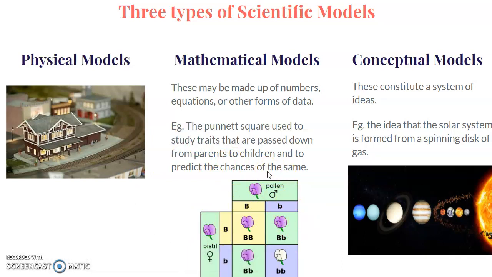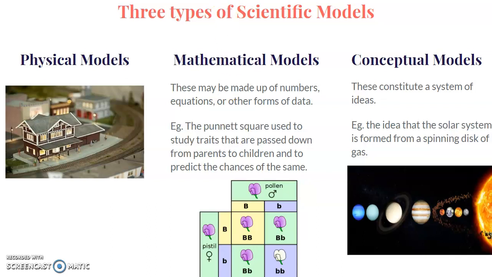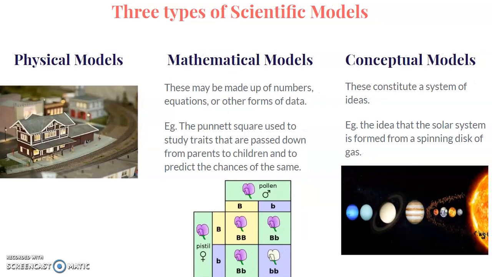Now, the Punnett square is something that is used to study traits that are inherited or passed down from parents to children. And what we do is we try to predict the chances of a particular trait being passed down to the child. It can also be used to determine the gender or sex of the child that is yet to be born. However, it's obviously not very helpful, and we will discuss more about that later when we actually learn about the Punnett square. So yeah, a mathematical model has numbers, equations, or other forms of data.